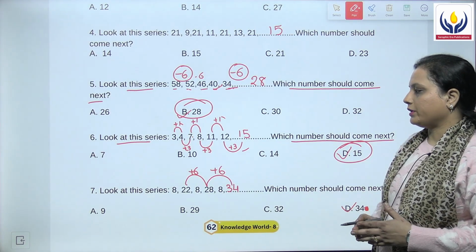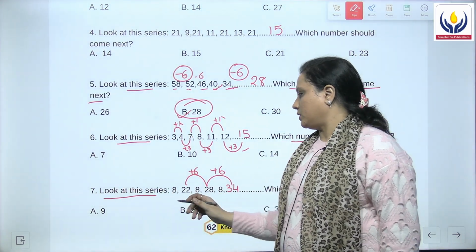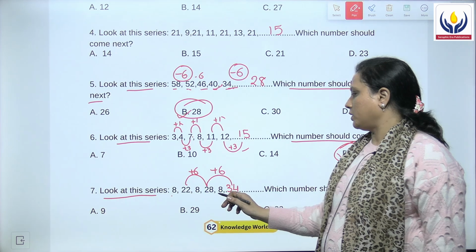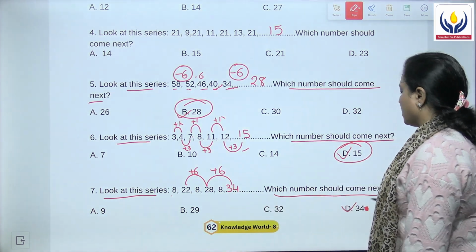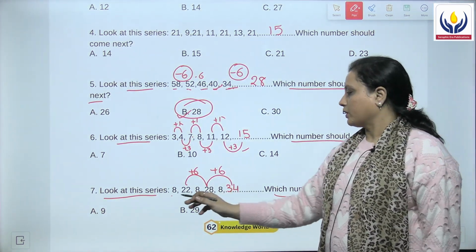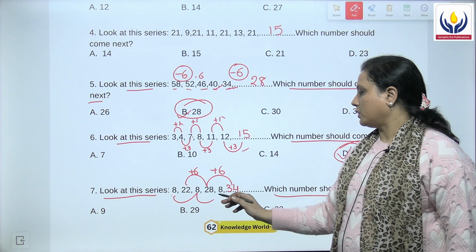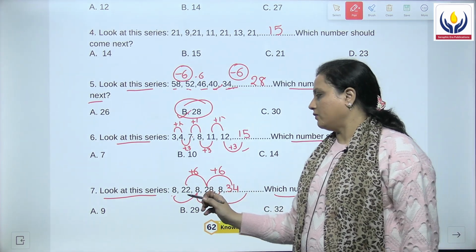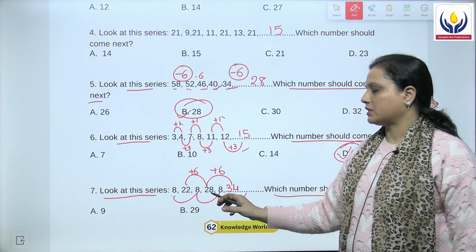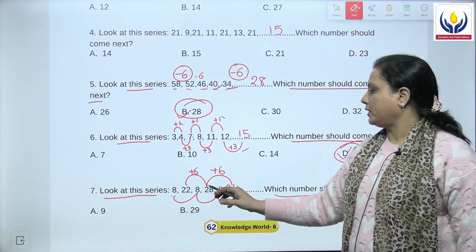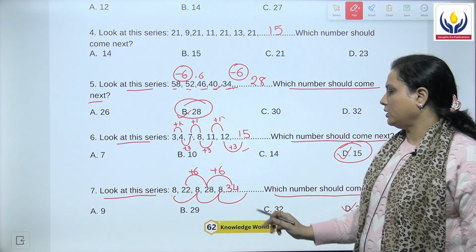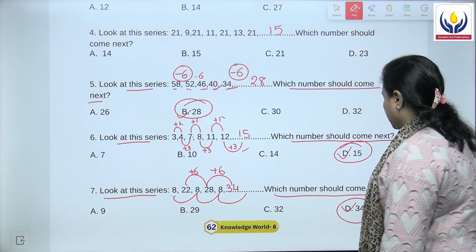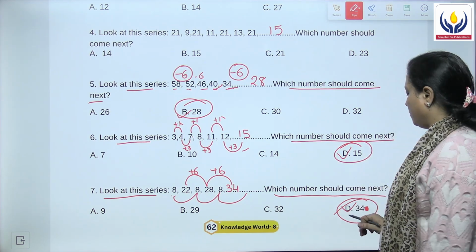Moving on to the last question. It is, look at the series 8, 22, 8, 28, 8 dash. Which number should come next? Here they are writing alternate number 8, but for the second number we have 22 plus 6, that is 28. That means 28 plus 6 is going to be 34. That means the answer is D, 34.